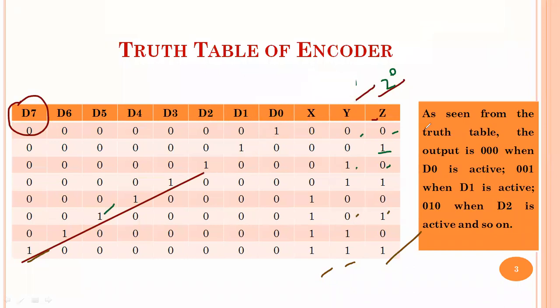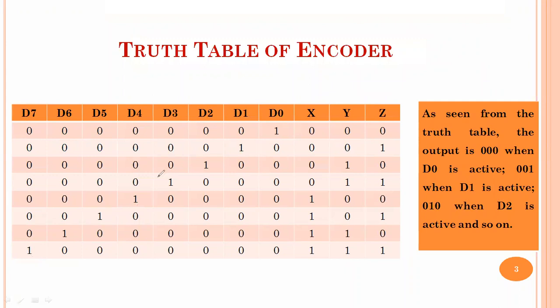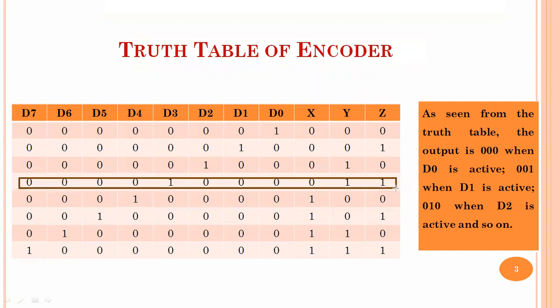Now see, in the truth table, the output is 0, 0, 0 when D0 is active, and 0, 0, 1 when D1 is active. So only one line will be active at a time. What does the 1 and the rest 0 mean? Suppose we consider this line: the 1 means only this D3 line is active at a time, and the rest are inactive, and for this we get the result 0, 1, 1. Clear?